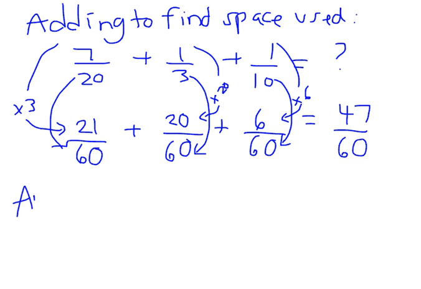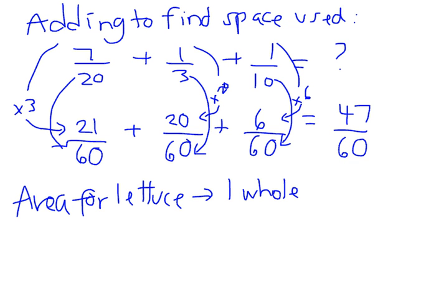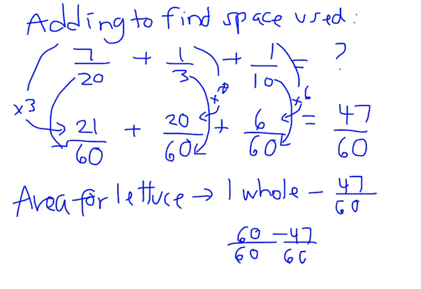If we want to find the area for lettuce, we have to take the rest. So how do we find the rest? We take the whole garden, so 1 whole minus 47 over 60. 1 whole is 60 over 60 minus 47. 60 minus 47, if you're not sure, you can do it like this.